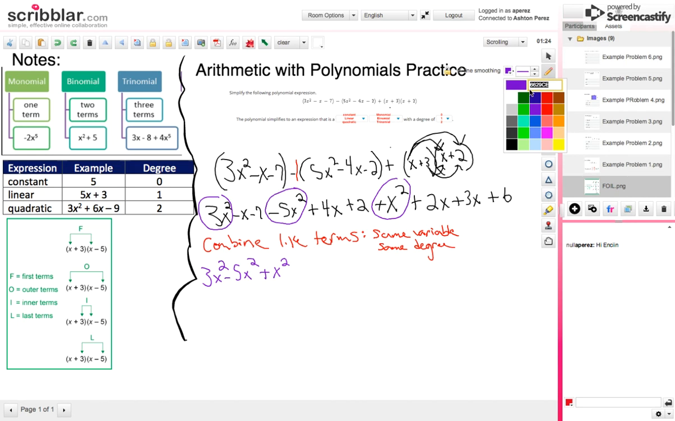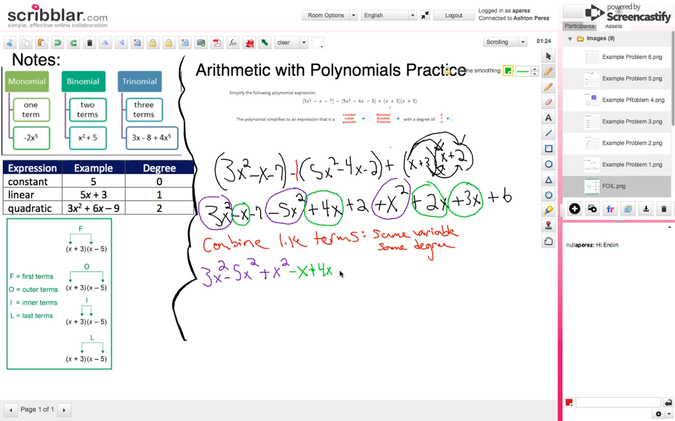Okay, let's move on. I'll use green. Now I'm going to combine everything that has a degree of 1. Again, I'm circling the sign in front. This is a negative x. This is a positive 4x, positive 2x, and a positive 3x. And there's no more x's. So all of these can be added because they are like terms. Negative x plus 4x plus 2x plus 3x.